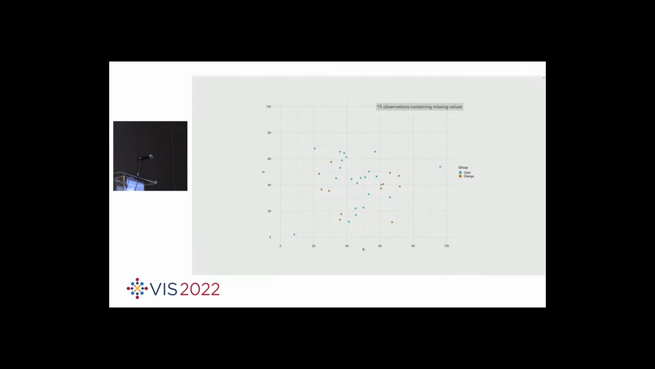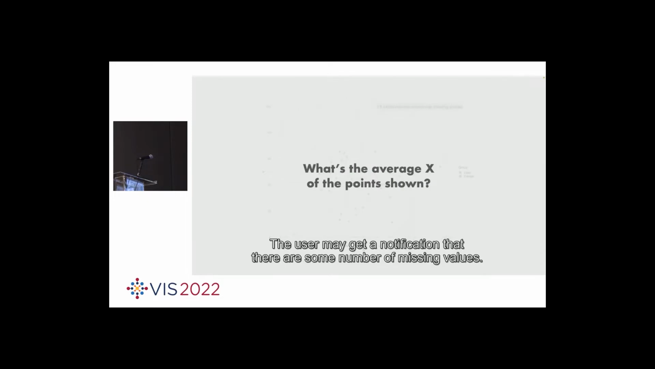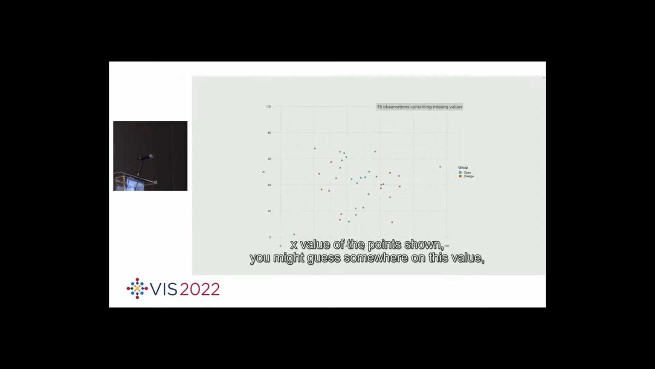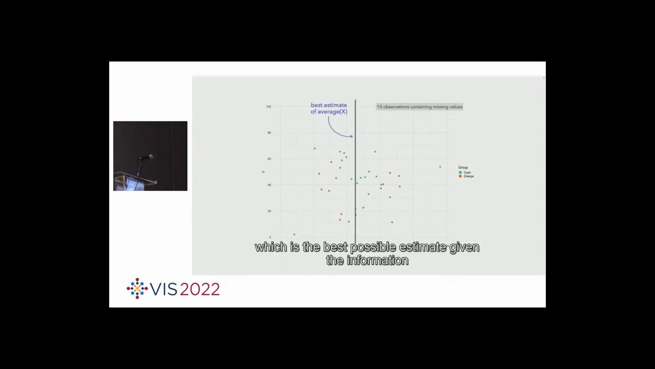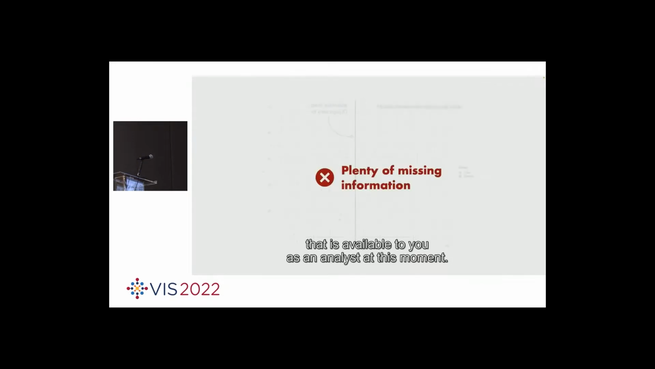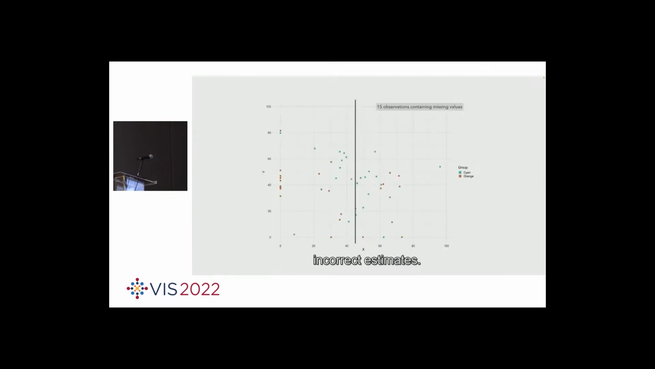The user may get a notification that there are some number of missing values. Now, if I ask you, what is the average X value of the points shown? You might guess somewhere around this value, which is the best possible estimate given the information that is available to you as an analyst at this moment. But there's plenty of missing information, which would likely lead to incorrect estimates.